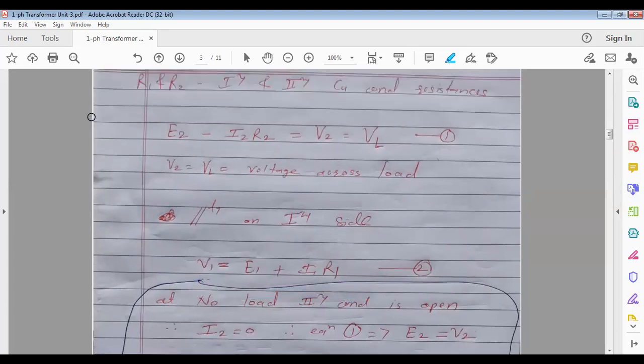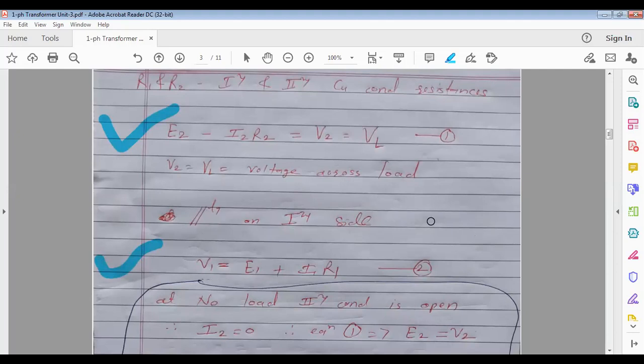So voltage equation on secondary side and voltage equation on primary side, is it clear to everyone? Any difficulty with this? Okay, good. If you have any difficulty, please ask me.